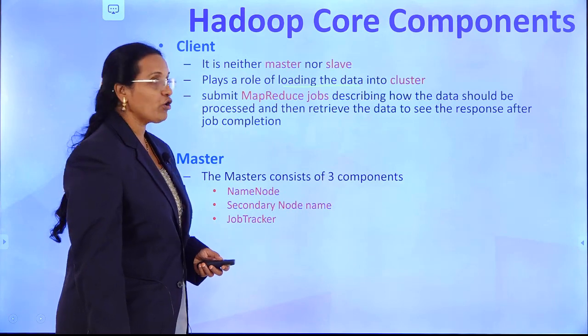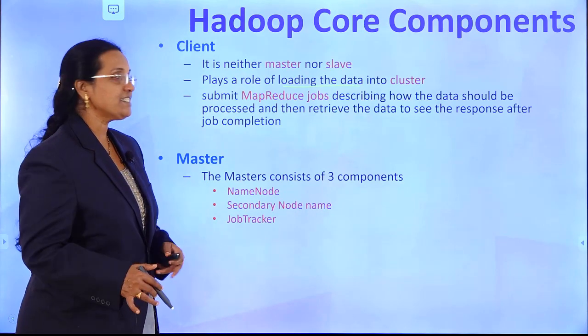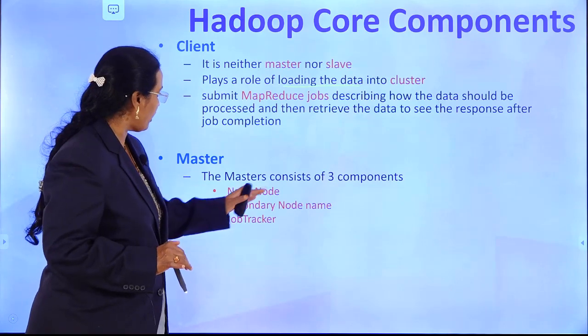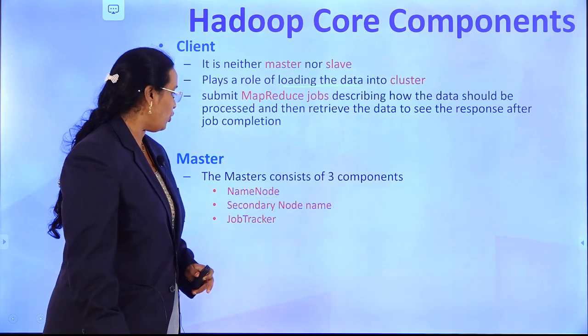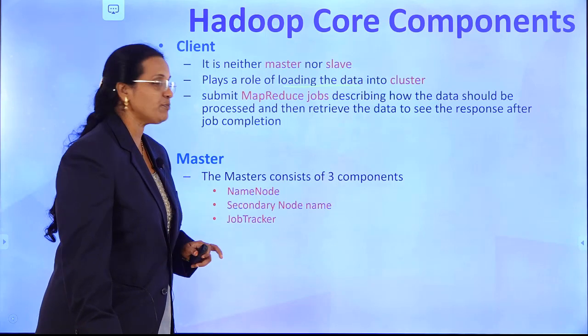The next core component is called the master. The master again consists of three important components: name node, secondary node and job tracker. These are the three important components present in the master.